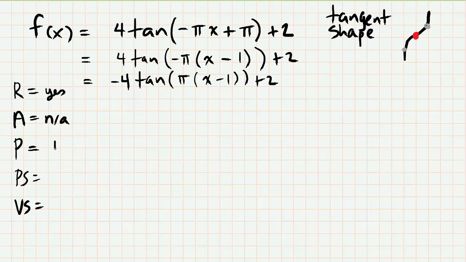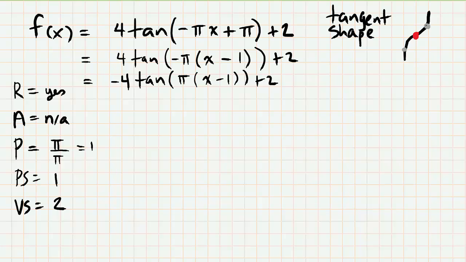The period of the tangent is the period of a basic tangent divided by this leading coefficient. So we have pi divided by pi, which is 1. So the period is 1 radian. The phase shift is also 1. It's the opposite of what we see inside of our factored angle. And then the vertical shift is 2. So let's go ahead and sketch our graph.